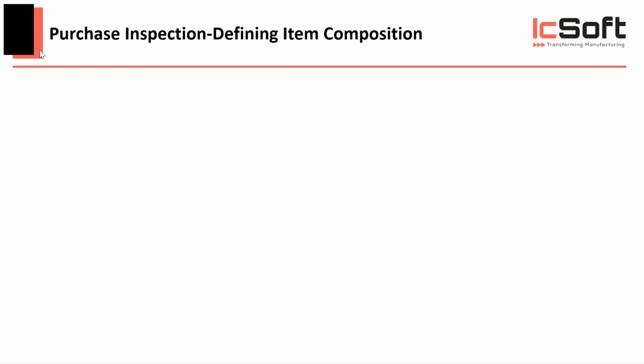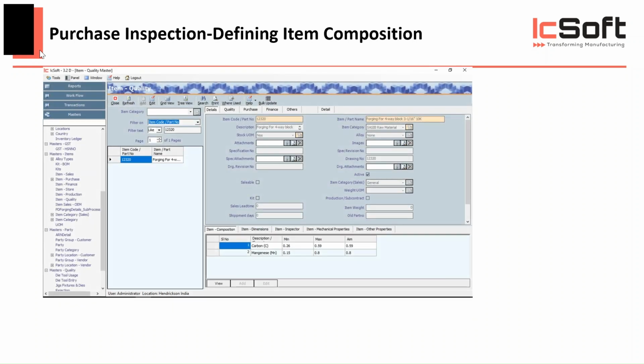We'll start with purchase inspection, defining item composition. Many of the tests of purchased items are based on their composition, different chemical properties which the items may have. For example, we see here carbon, manganese, and then there is a range. What is the minimum value which is acceptable and what is the maximum value and what we aim at.